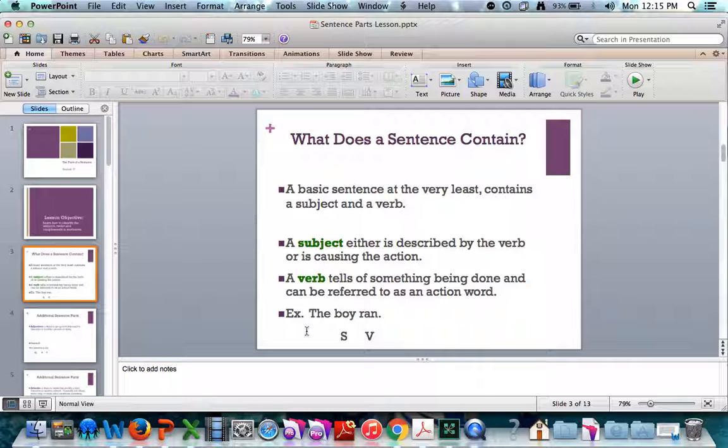If you look at our example sentence at the bottom, we have "the boy ran." Now, the subject is either described by the verb or is causing the action. Boy is the identified subject in this sentence. It's causing the action. A verb tells of something being done or can be referred to as an action word. Ran is the verb in this sentence.